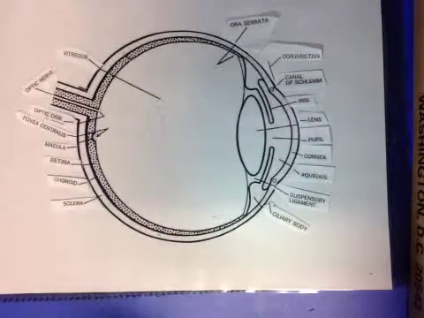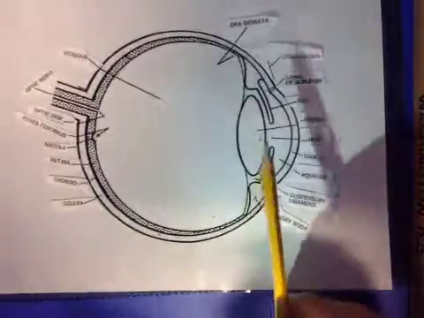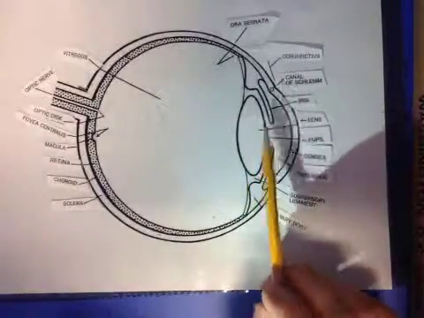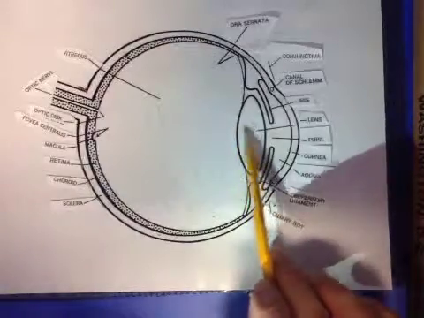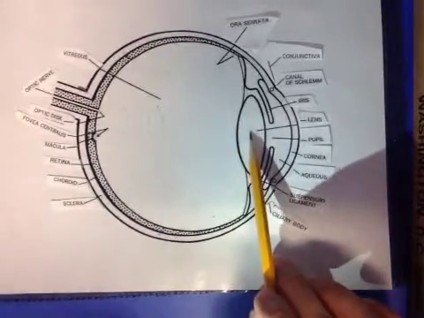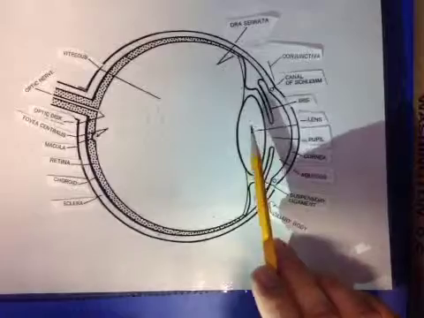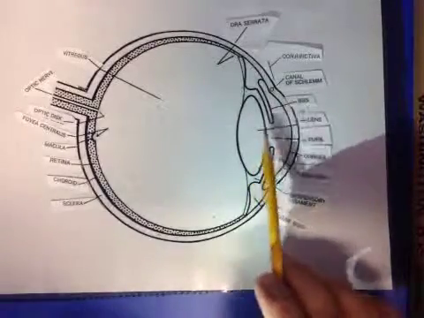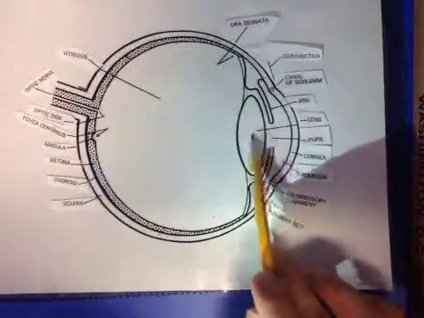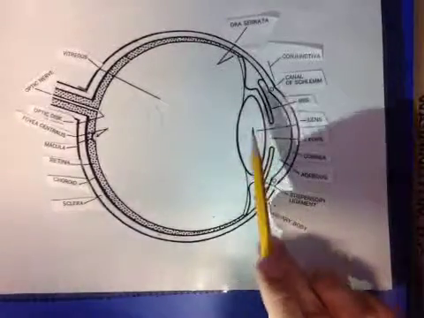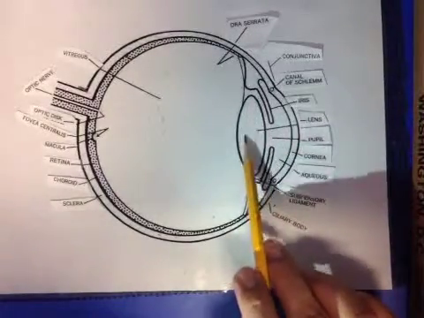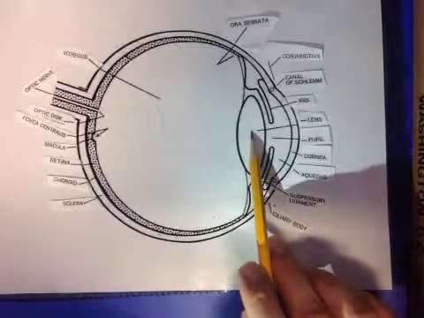Okay, and next and last is cataracts. That's what happens when the lens becomes cloudy or hazy, and there's a few ways this can happen. The most common is age. As you get older, it becomes more cloudy and hazy. It can be congenital. It can be caused by trauma.